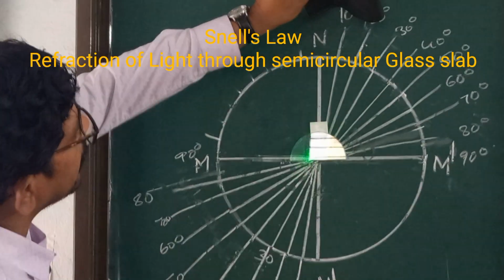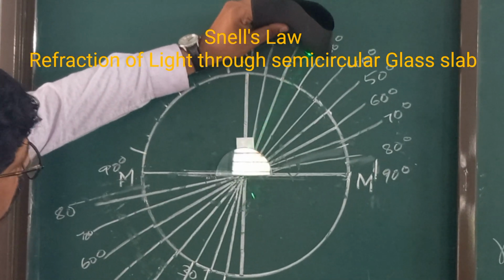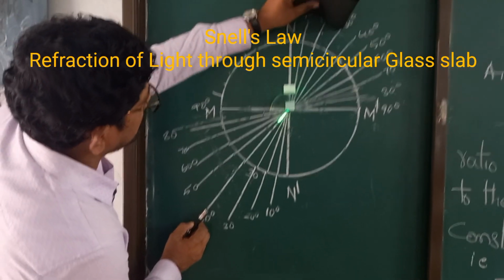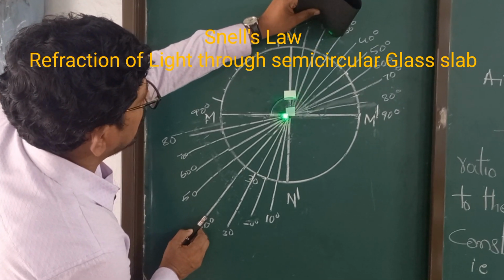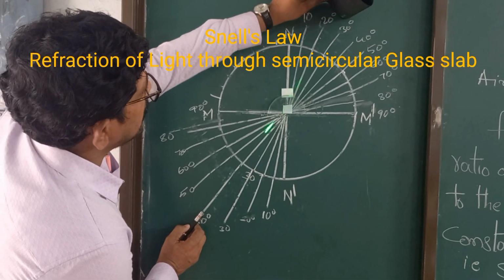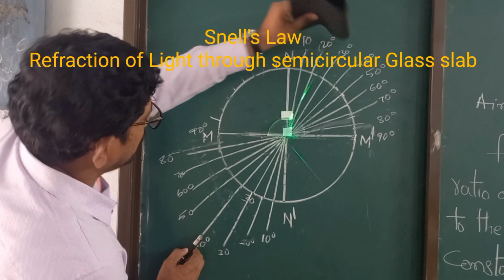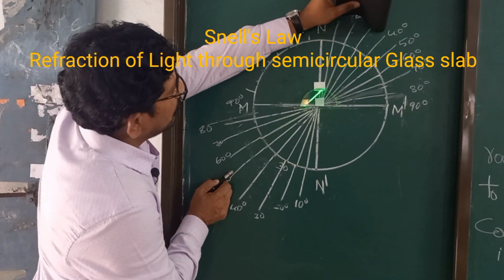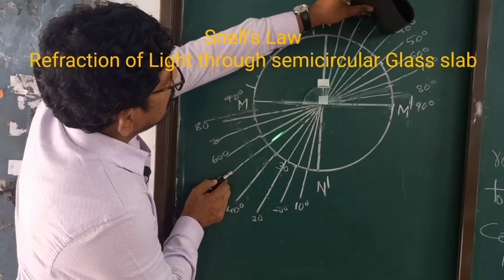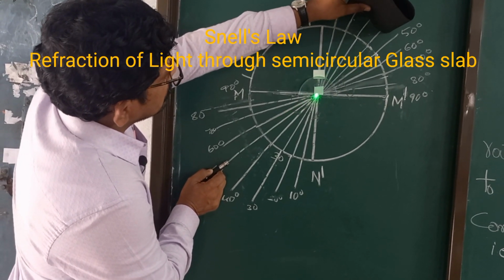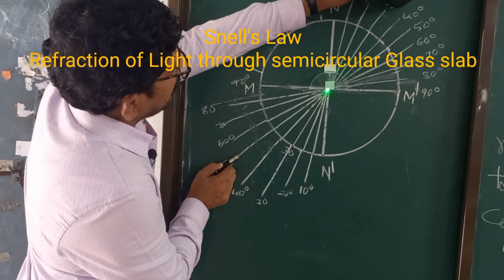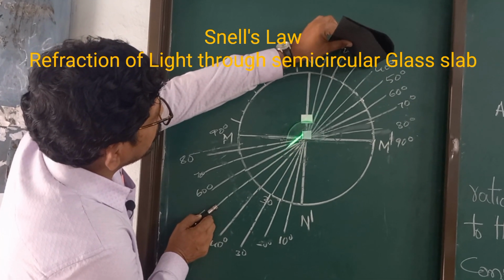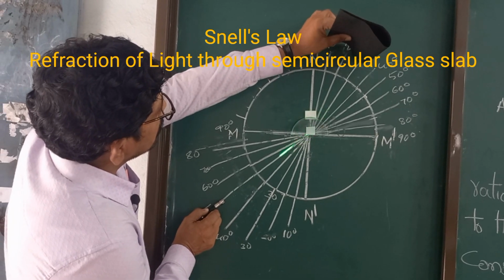The angle of incidence is 40 degrees. Now the light ray is incident at an angle of 40 degrees. Observe carefully: the angle of refraction is 23 or 24 degrees. One or two degrees of error is considerable. Next, for an angle of 50 degrees, the angle of refraction is 29 degrees, not exactly 30.